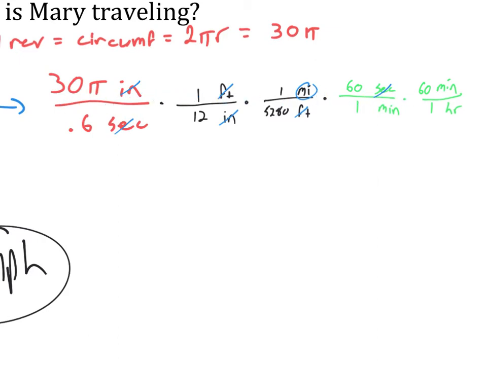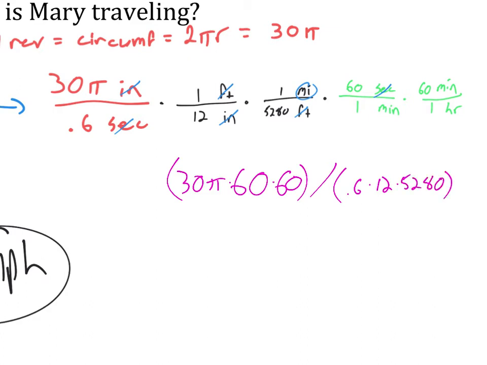So essentially what you're going to punch in on a calculator, I'll throw it here in fuchsia, is 30 pi times 60 times 60, divided by 0.6 times 12 times 5280. And that will tell you your answer in miles per hour. So I'm going to go ahead and do that on my calculator. Hopefully I don't hit a wrong button here, but you never know.